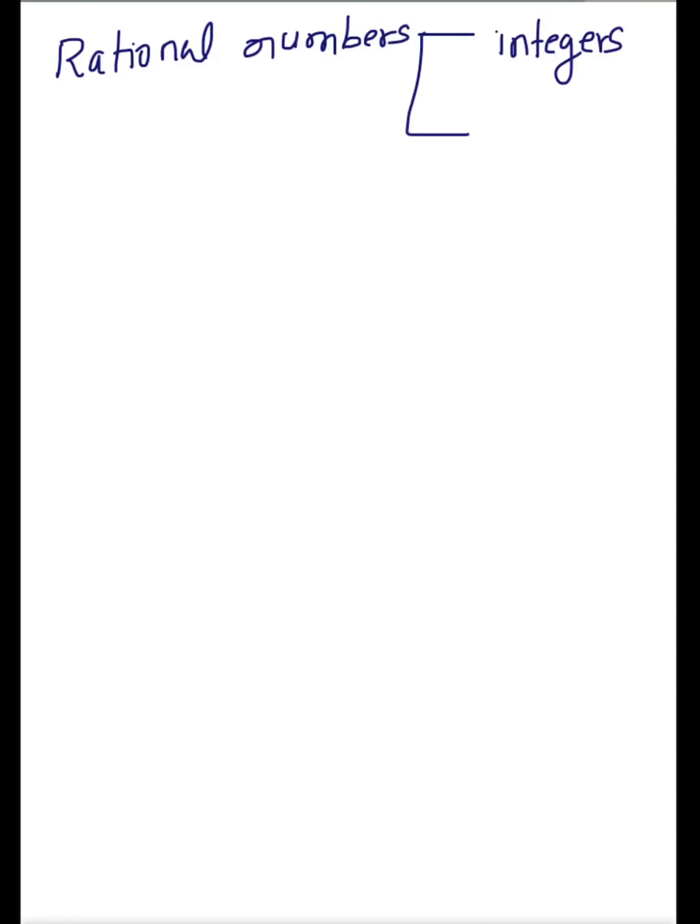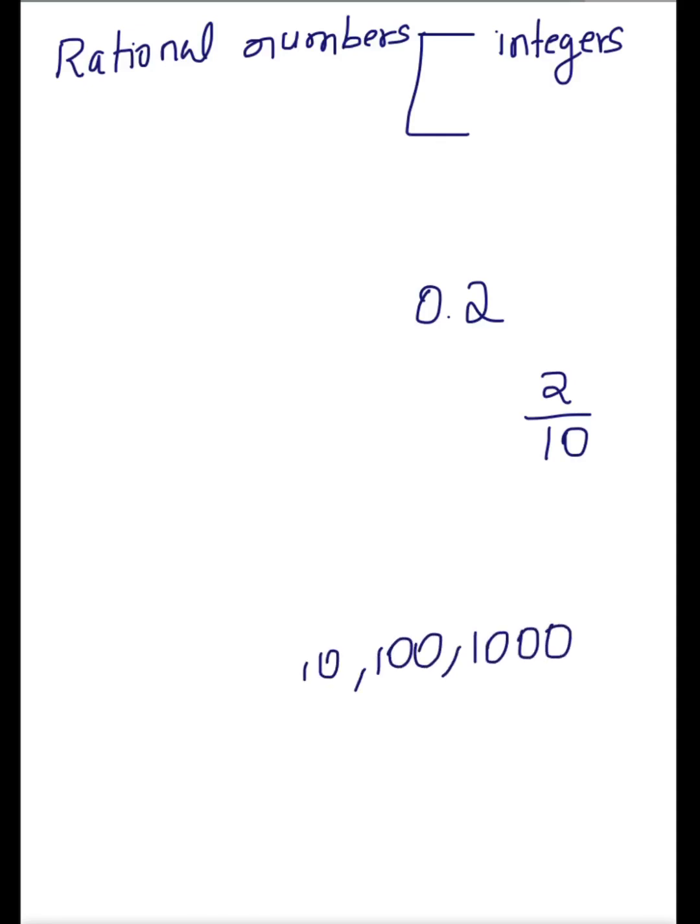Now let's take decimal numbers. Suppose I am taking 0.2. What is 0.2 actually? 0.2 means 2 by 10. It's easy to divide any number by 10, 100, 1000, etc. Suppose I am dividing 2 by 10. Here 10 has only one zero. That means after the decimal point only one digit will be there.